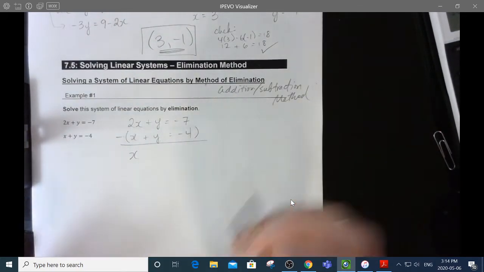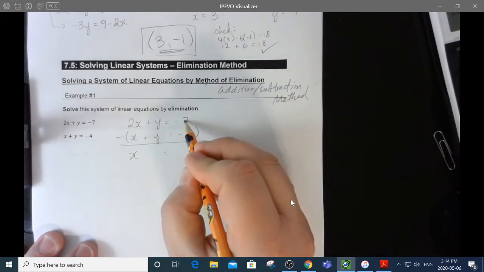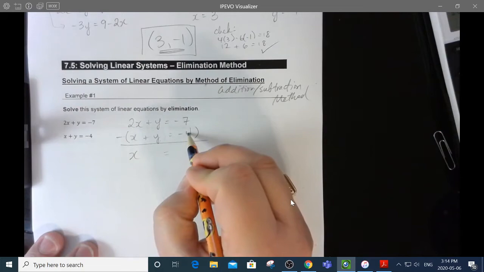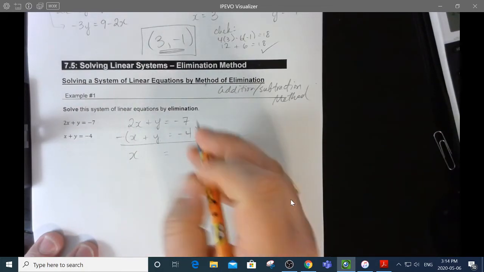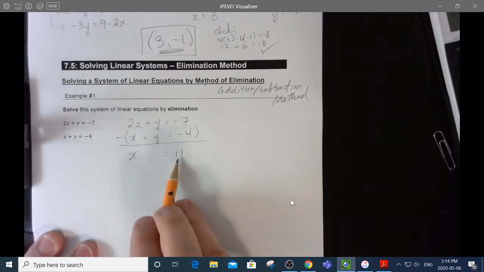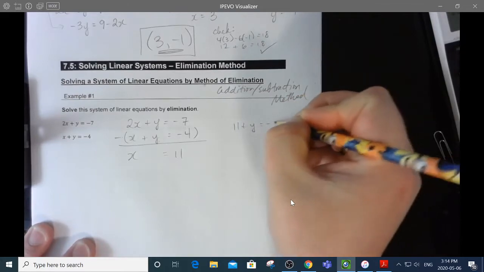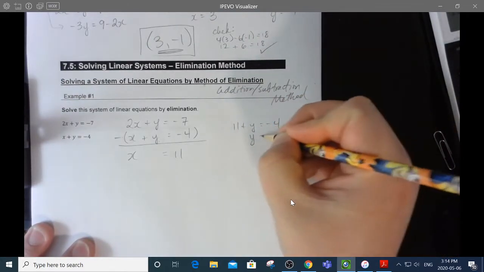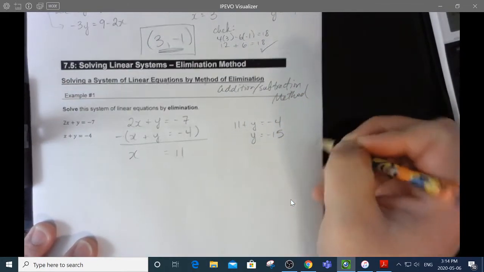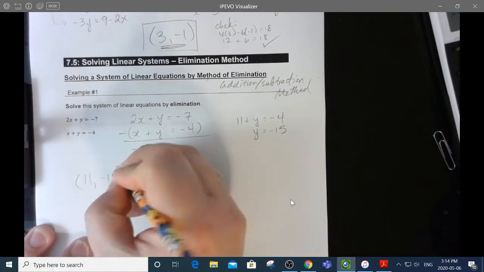Remember, I wanted to eliminate one of the variables. Now, careful with the last part. It's -7 minus -4. What happens when you minus a negative? Correct. So I think x is 11. I'll plug that 11 into this equation. So 11 plus y is equal to -4. Minus 11 from both sides. And I get that. So I think the solution to this equation is 11, -15.